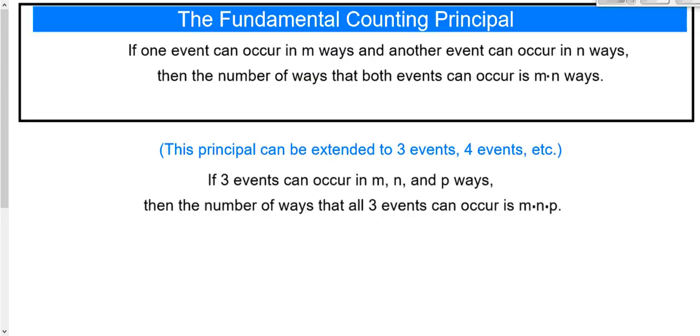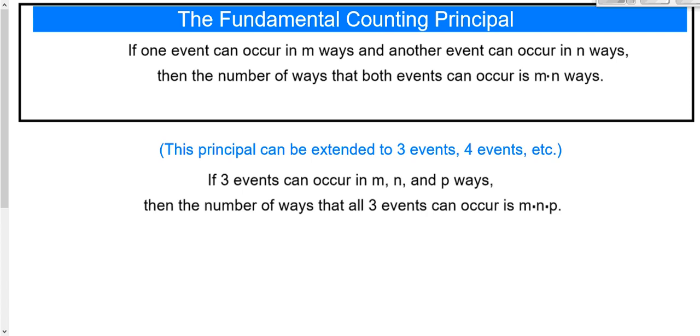The fundamental counting principle. If one event can occur in m ways and another event can occur in n ways, then the number of ways that both events can occur is m times n.